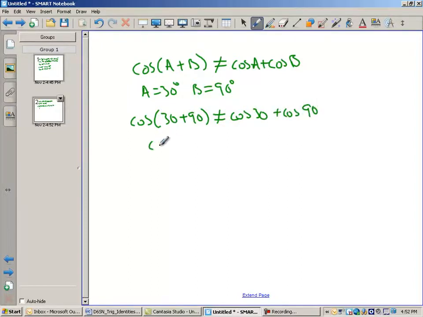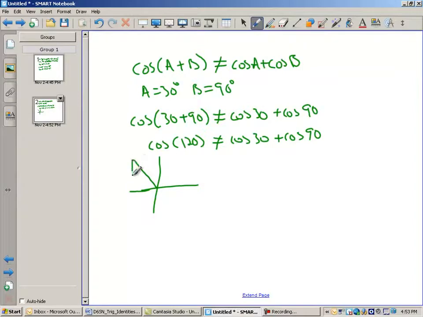30 plus 90 is 120, so this would be the cosine of 120. Over here is 120 degrees. The reference angle is 60, 30. Well, we just can't get away from this, can we? It's almost like I want you to learn this or something.